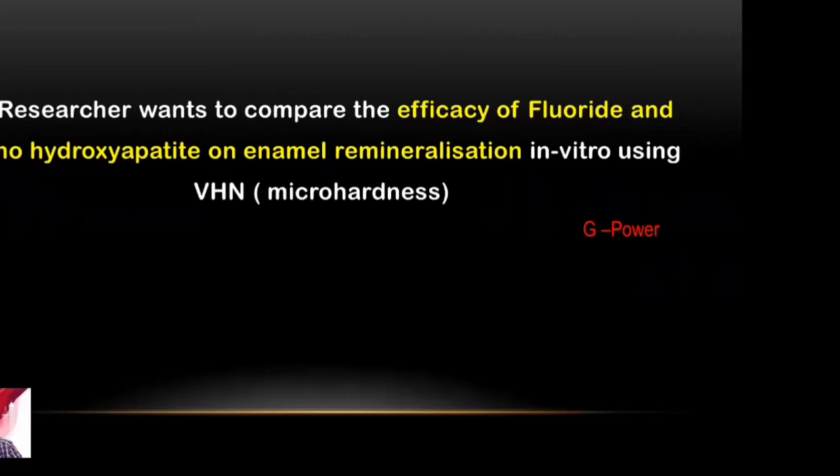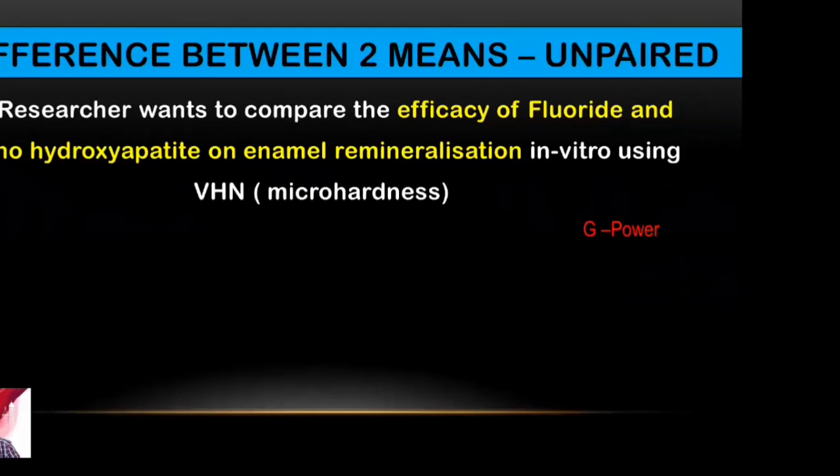Vickers hardness number is a mean. The outcome measure is a mean. So it's a continuous outcome. And how many groups we have? 2 groups. So what is the study? Difference between two means unpaired. We are going to use separate blocks for fluoride and separate blocks for nanohydroxyapatite. So it is unpaired means.